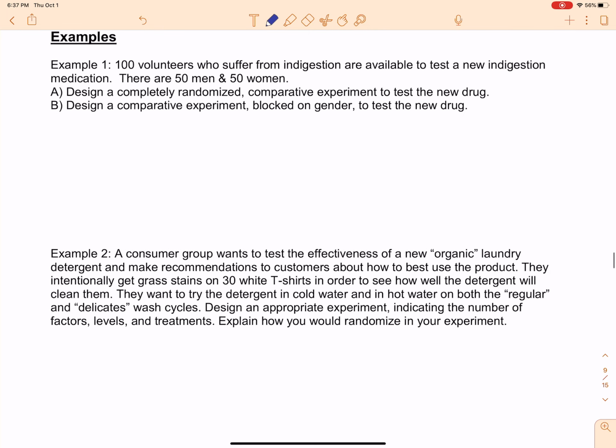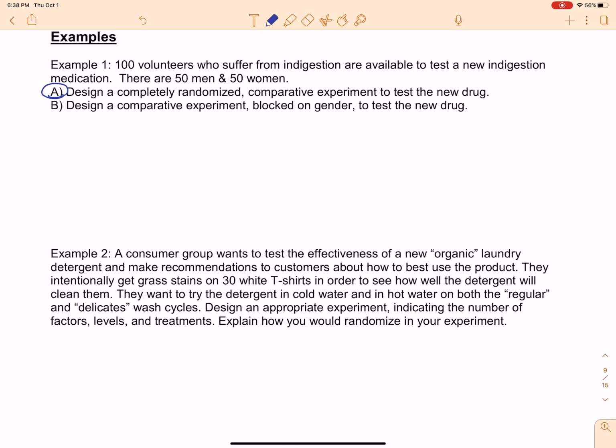I'm going to scroll down here pretty fast to example 1. All right, so in your notes, example 1, we have 100 volunteers who suffer from indigestion, and they are available to test a new indigestion medication. There are 50 men and 50 women. Okay, so part A is what we're going to look at. Design a completely randomized comparative experiment to test the new drug.